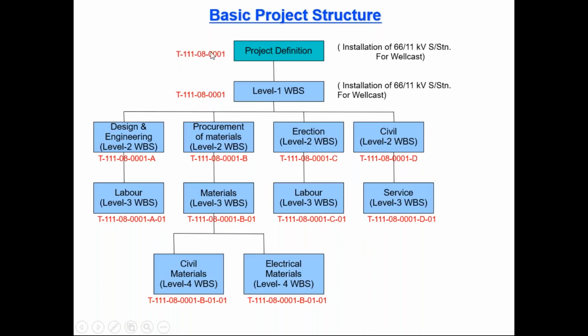So here I'm saying it's T-111-08-0001. This codification has some logic. Why are we keeping this kind of logic here? When the level increases, you will see it extended in the code. So here -A, -B, -C, -D. When you look into the same -B, at the next level we have added -01, and then at the next level again -01 and -01. So it is written wrongly here. It should be -02. Okay. So by looking at the code itself, we can say what the level is.